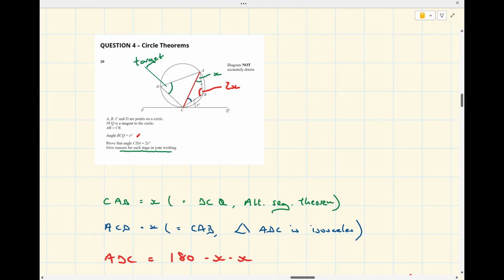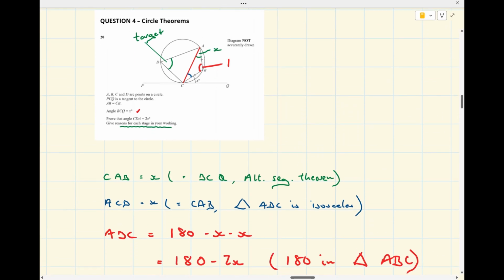Okay. No, we haven't. I beg your pardon. What we've discovered is that angle is 180 minus 2x. That's what we found it to be. My mistake.